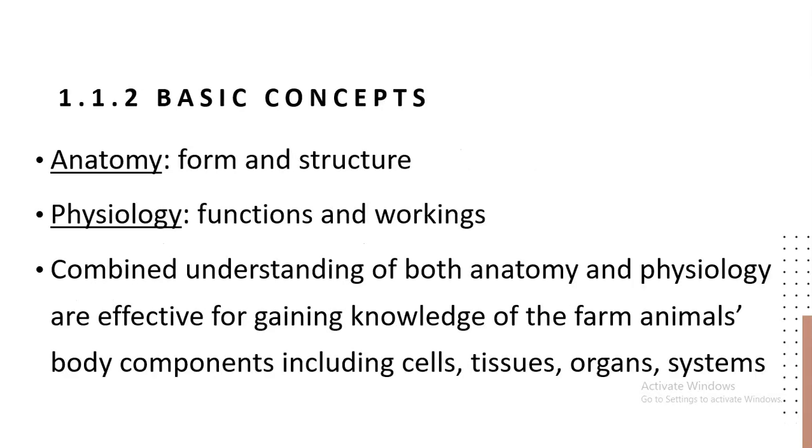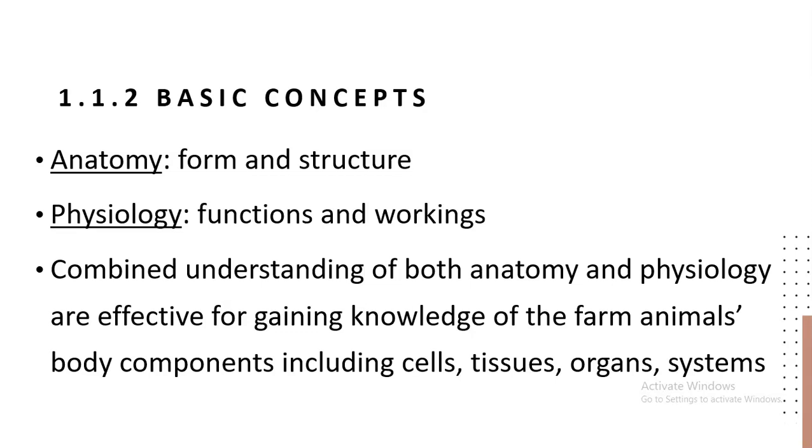So we are going to discuss two major basic concepts, which are anatomy and physiology. Anatomy has to do with the form and structure of an animal body. This has to do with the building blocks of an animal body. How those forms and structures are connected together, how they are positioned, how they are located, that has to do with anatomy. But physiology has to do with the functions and workings of these forms and structures.